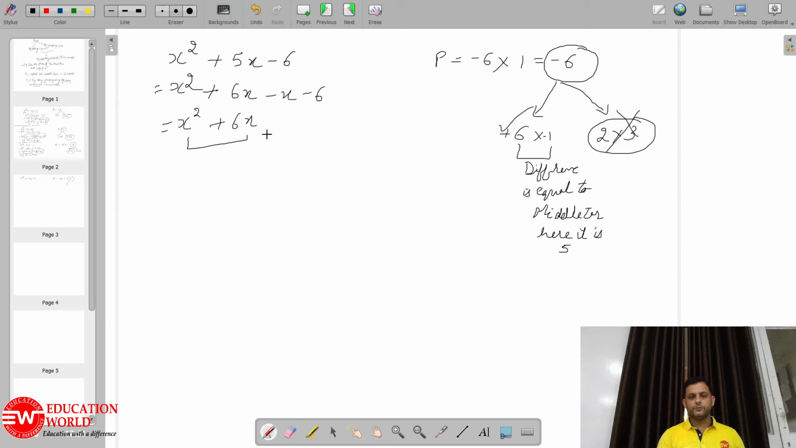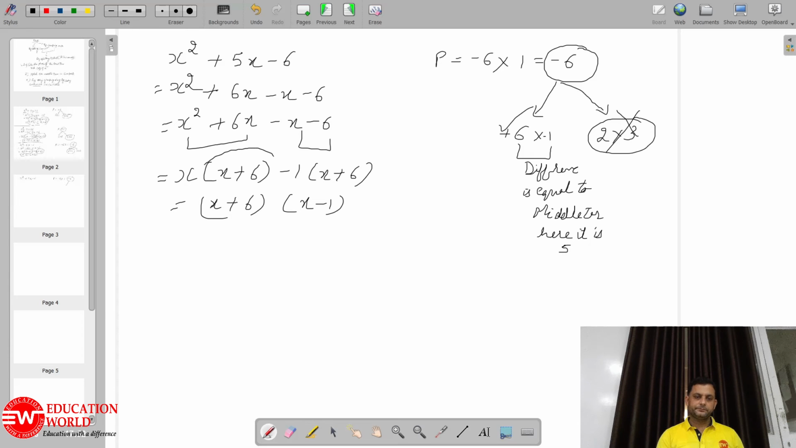I will do grouping for this one. Now here both the terms are positive, and here both are negative. So I will do grouping for this one. So x plus 6, minus 1 times x plus 6. So take common x minus 1. Now you can see again these two brackets are the same. It means your splitting is correct.